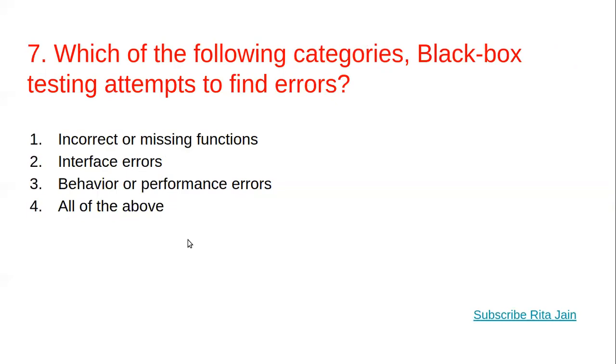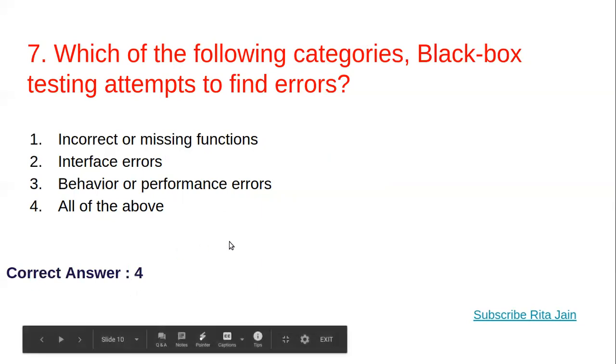Question number 7. Which of the following categories of errors does black box testing attempt to find? Here you should remember the black box testing advantages and the black box testing definition. For that you can refer to my testing technique video 1. So let's see the choices. Incorrect or missing functions, interface errors, behavior or performance errors. All these three types of errors are identified by black box testing. So the right answer should be all of the above. So yes, 4 is the right answer.